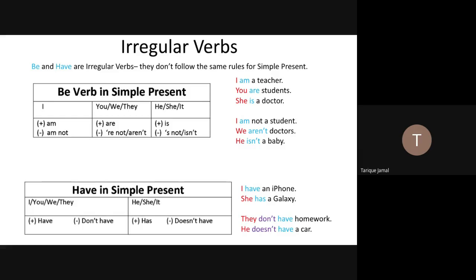I want you all to just go through this chart and understand it. And also the one at the bottom: I, you, we, they, have, don't have; he, she, it, has, doesn't have. Doesn't have is the negative, right? And positive is has. He, she, it, has. Remember that, he has. He has a phone.